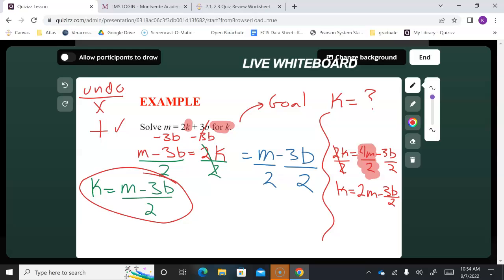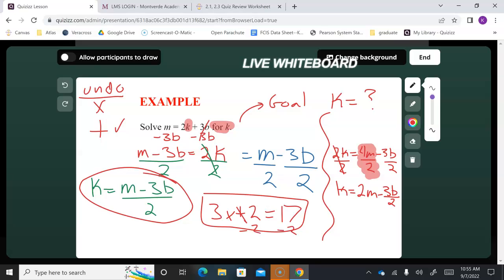If I had 3x plus 2 equals 17, what's the first thing I'm going to do to solve for x? If I had this right here, what's the first thing I would do to solve for x? I'm going to get rid of, I always undo my addition or subtraction first. I need to get this term alone before I divide. So I undo my addition, so I subtract both sides by 2.